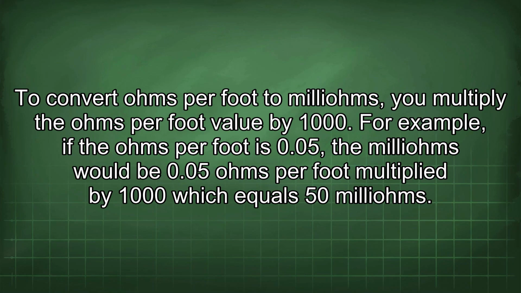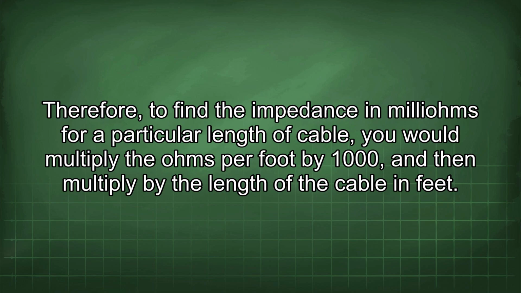To convert ohms per foot to milliohms, you multiply the ohms per foot value by 1000. For example, if the ohms per foot is 0.5, the milliohms would be 0.5 ohms per foot multiplied by 1000, which equals 500 milliohms. Therefore, to find the impedance in milliohms for a particular length of cable, you would multiply the ohms per foot by 1000, and then multiply by the length of the cable in feet.